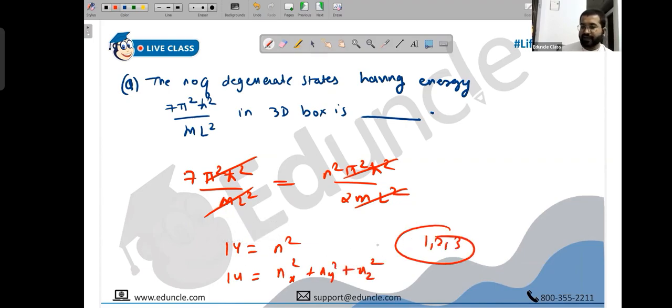So (1, 2, 3) gives us 14. Since (1, 2, 3) gives us 14, it has 6-fold degeneracy, which we also learned: 1 2 3, 1 3 2, 2 1 3, 2 3 1, 3 1 2, 3 2 1. Reverse method. Ask me if you have any questions.